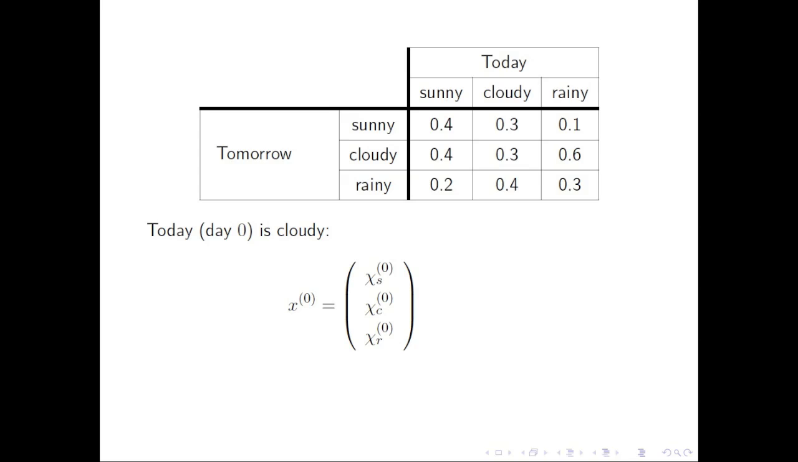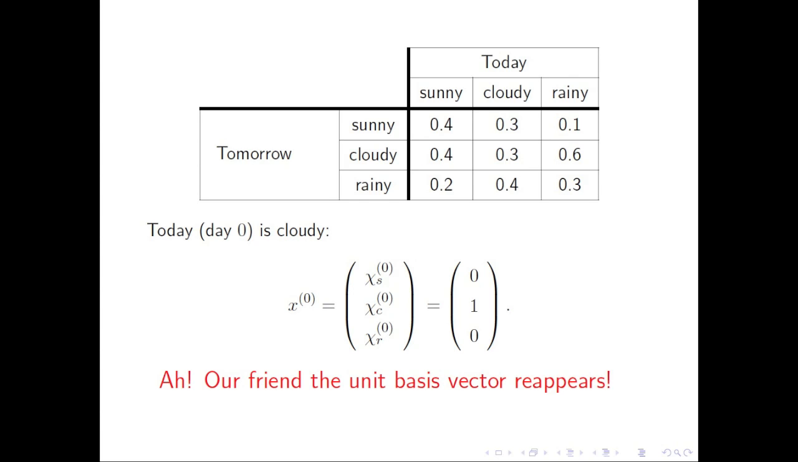Well, the probability that it's sunny on day 0 is 0, because we know today is cloudy. The probability that it is cloudy on day 0 is 1, because we know it is cloudy, etc. So we know that x0 is simply the vector 0, 1, 0. But notice that that's simply our friend, the unit basis vector.